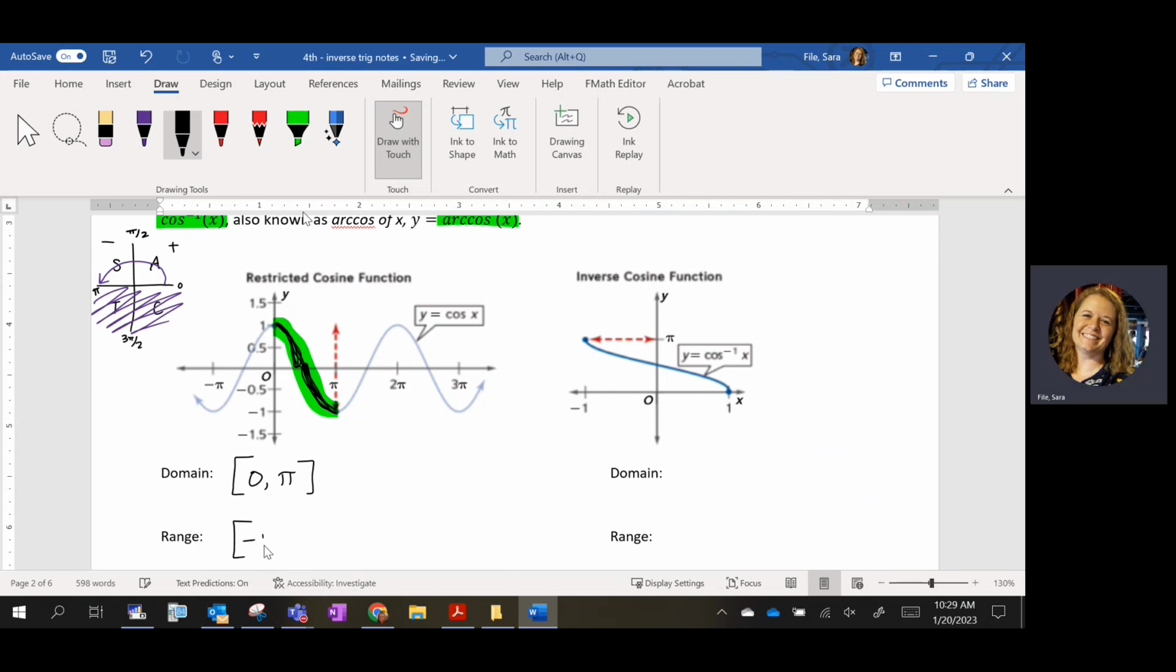And the range is the same because it's the same sinusoid. The high and low are still -1 to 1. For the inverse, if I take those x and y values and I flip them, this is the graph that I get. I switch the x and y, so the domain is now -1 to 1. So that's the input of the inverse trig, and the output needs to be between 0 and pi.